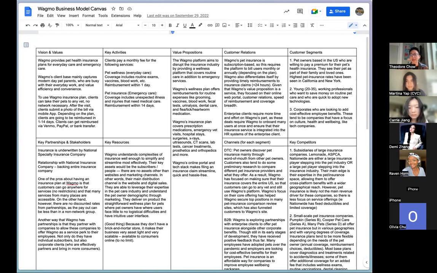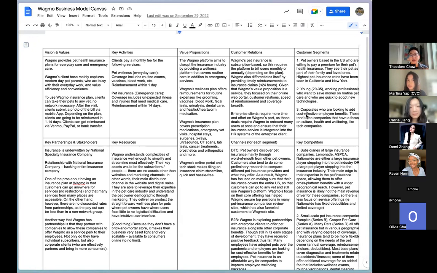Any questions? Theo, I think there's a question in the chat. We can read it out loud if you'd like. Okay, so someone asked, should the business model look the same for a nonprofit organization?